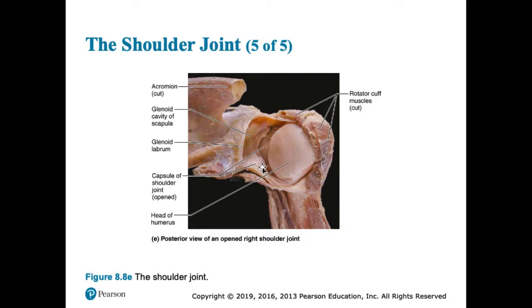Looking at that posterior view, you can see the rotator cuff muscles that have been cut so that you can see the head of the humerus and all of that that's inside there on a cadaver.